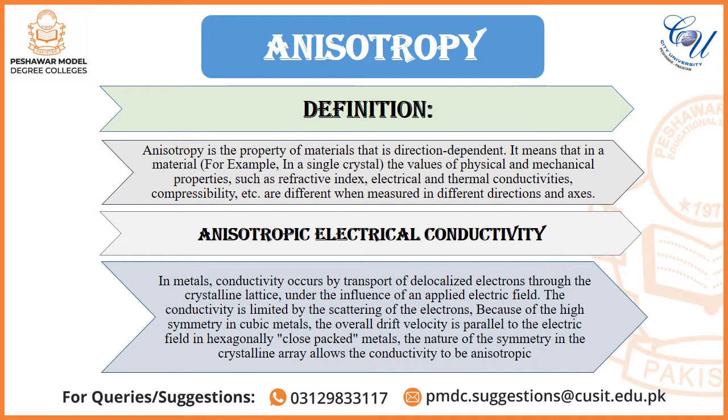Now, as we know, crystalline substances are anisotropic and the magnitude of a physical property varies with direction. It is because of the regular and well-ordered arrangement of the constituent particles. We can take an example. In a crystal of silver iodide, the coefficient of thermal expansion is positive in one direction and negative in another. Similarly, the electrical conductivity of graphite is greater in certain directions. Now, anisotropic electrical conductivity.